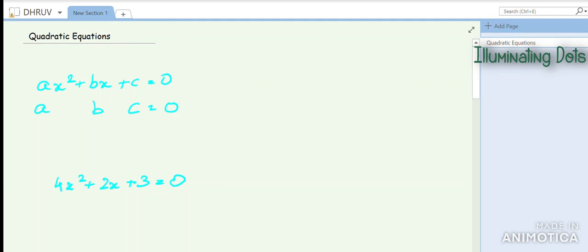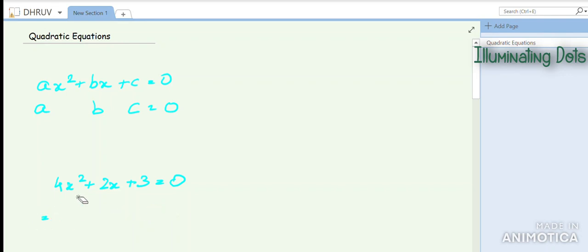Now what we have is, in this example, 4x square, that is 4 is the coefficient of x square, so 4 is equals to a. 2x, 2 is the coefficient of x, so 2 is equals to b, and 3 is the constant, so 3 is equals to c. So here a, b and c, everything is present, and hence it is a quadratic equation.